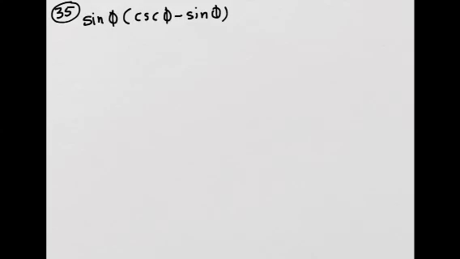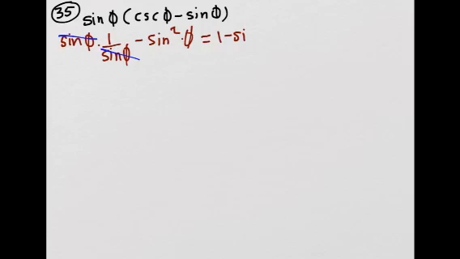Right, so for number 35, I'm going to distribute the sine. And remember, cosecant is 1 over sine. Phi is the angle here. So let me distribute it first. So it's going to be sine phi times 1 over sine phi, that's cosecant, minus sine squared phi. So right here, sine over sine cancels, and you're left with 1 minus sine squared phi, and that equals cosine squared phi.